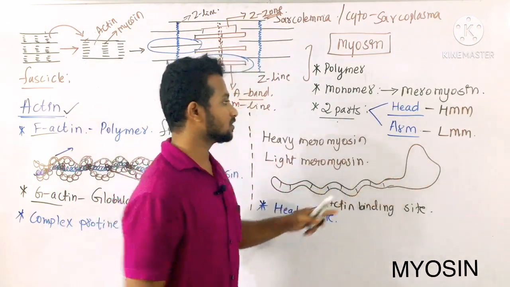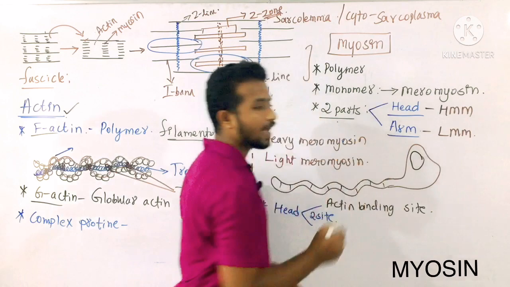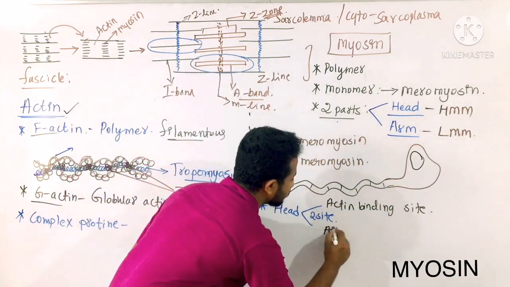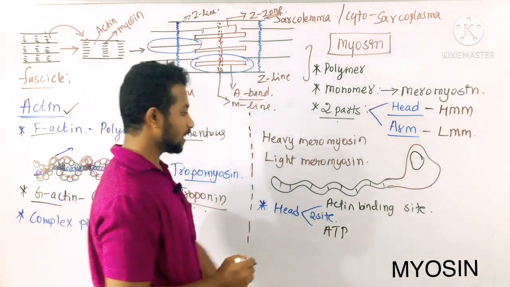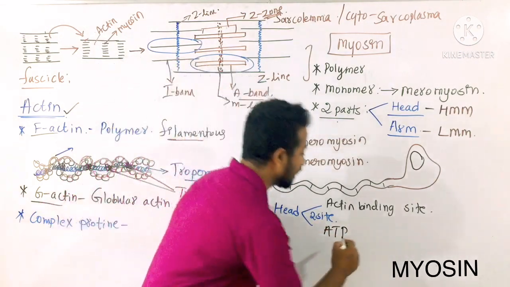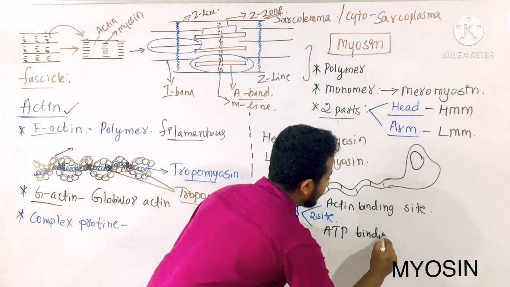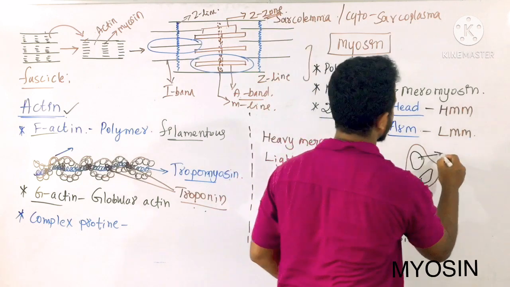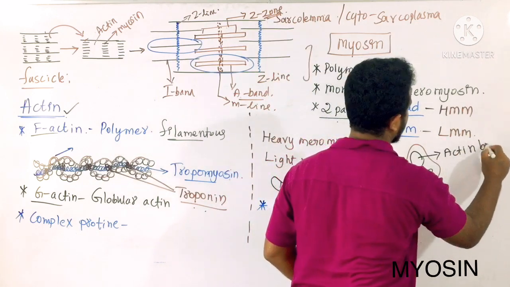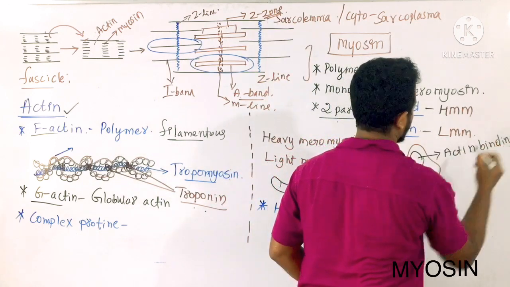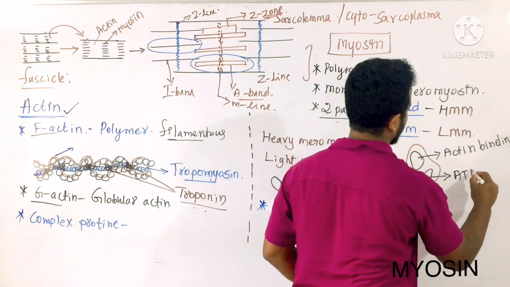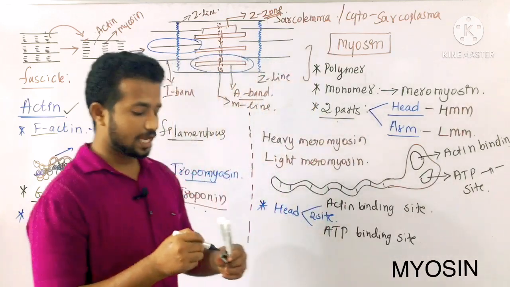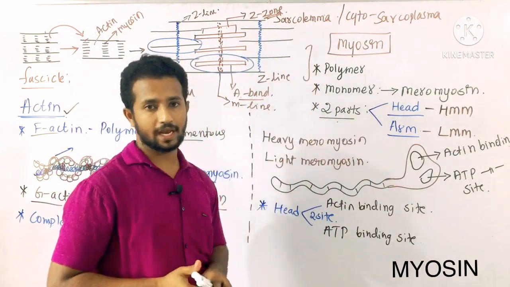For that binding, it has a space, and the space is called the actin binding site. And for actin to bind, it should possess energy, and here the energy is in the form of ATP, and it is called the ATP binding site. So here we can label one as actin binding site, and the second one as ATP binding site, the two important sites which are present in the myosin head.